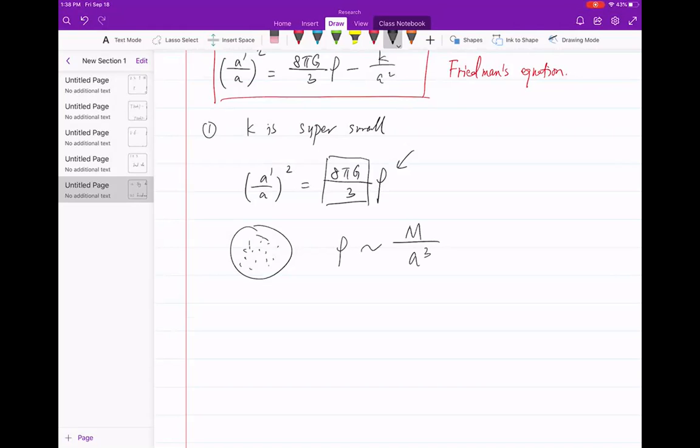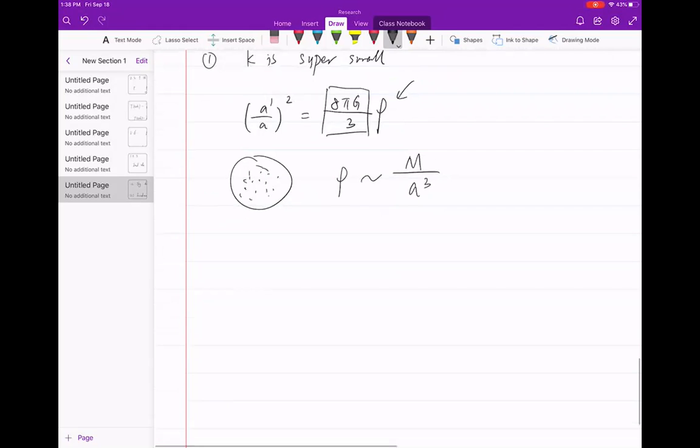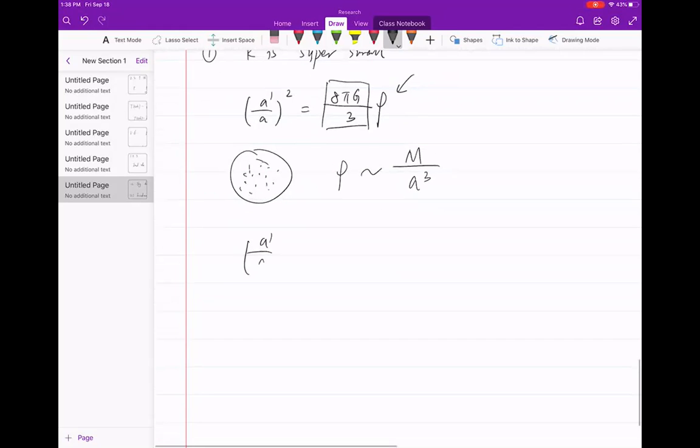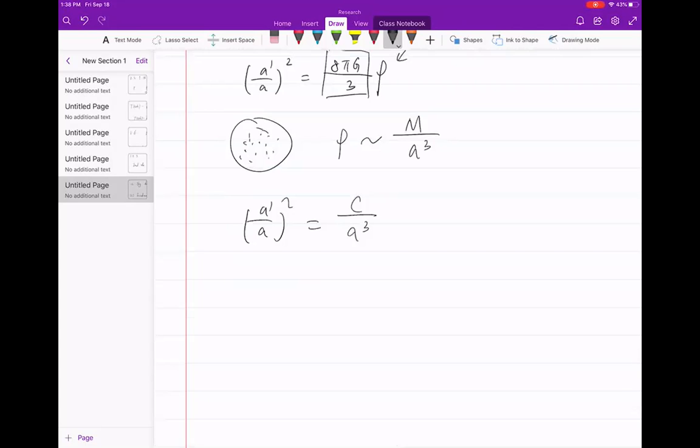Make sense so far? We don't know what capital M is. We don't care. It's just a constant. Then what we have is nothing but A prime over A square equals a constant times a constant together, a constant divided by A cube. Or more precisely, A prime square equals C times, there's another A square here, so times 1 over A.